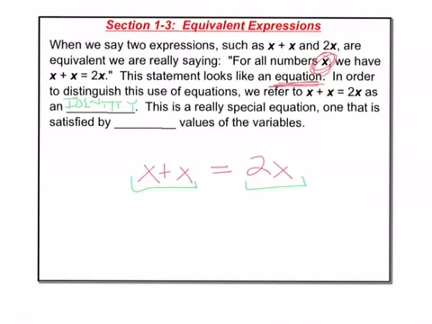Okay, and if you think back to Algebra 1, if you were to try to solve that, you'd get that x could equal all real numbers, so that's an identity. This is a really special equation, one that is specifically satisfied by all values of the variable, so all real numbers, if you remember that from Algebra 1.